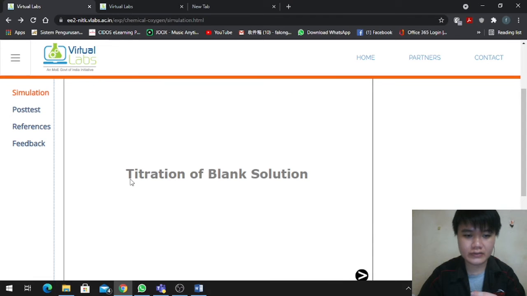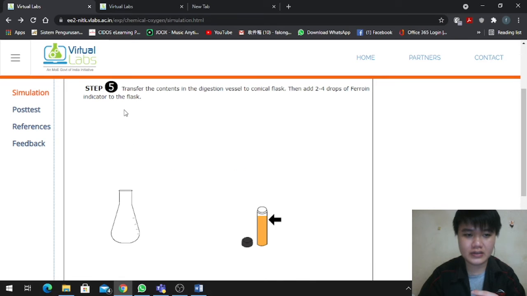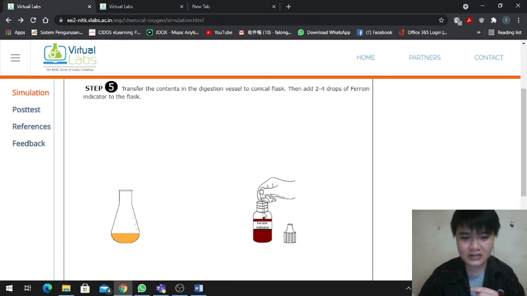After that, we do the titration of blank solution. Step 5. Transfer the contents in the digestion vessel to a conical flask. Then add 2 or 4 drops of ferroin indicator to the flask. Put the dropper and take the ferroin indicator and put the 2 or 4 drops.